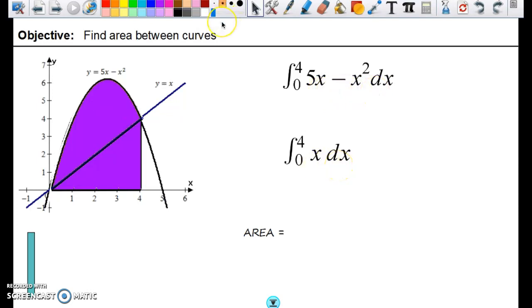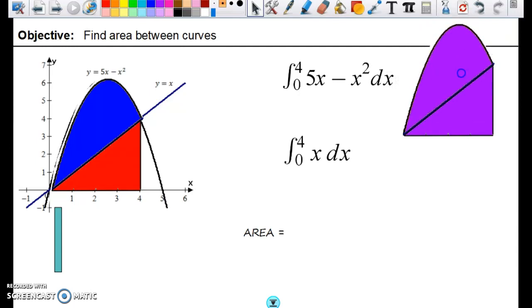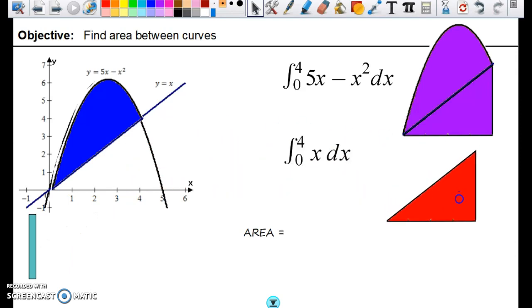Of course, you know that integration is adding up an infinite number of rectangles between the function and the x-axis. And so this purple area would actually probably be the top integral here, from 0 to 4 of 5x minus x squared. And of course, that would get you between the parabola 5x minus x squared and the x-axis. And the bottom integration from 0 to 4 of x dx would get you the area between y equals x and the x-axis, like here. So that would actually be this red triangle here.